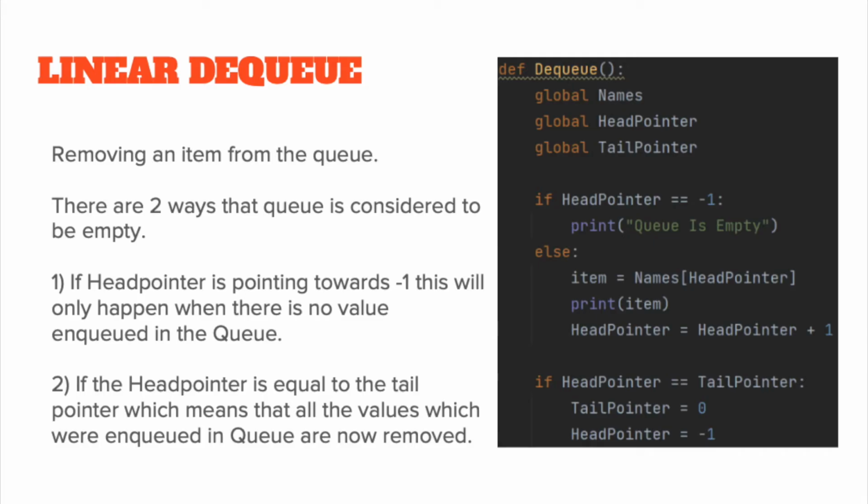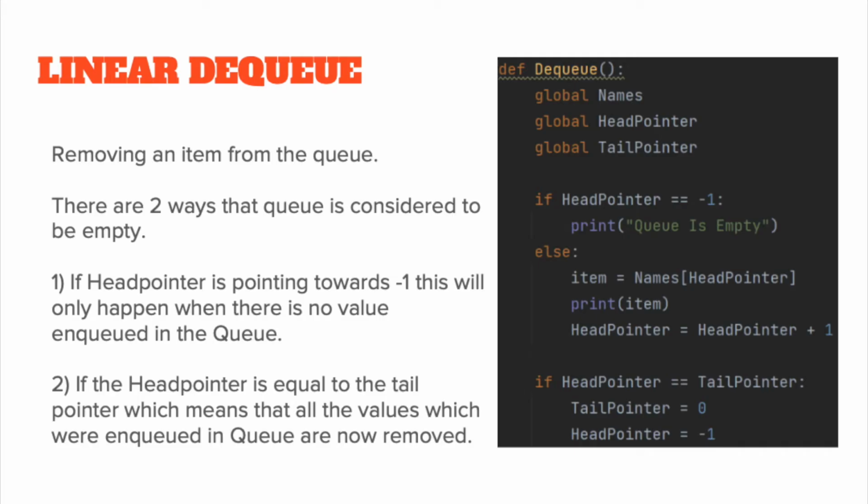There are 2 ways that the queue is considered to be empty. And the first way is if the head pointer is pointing towards -1. This will only happen when there is no value enqueued in the queue. Second, if the head pointer is equal to the tail pointer, which means all the values which were enqueued in the queue are now removed. That could happen as well as we continue to add things into the queue.